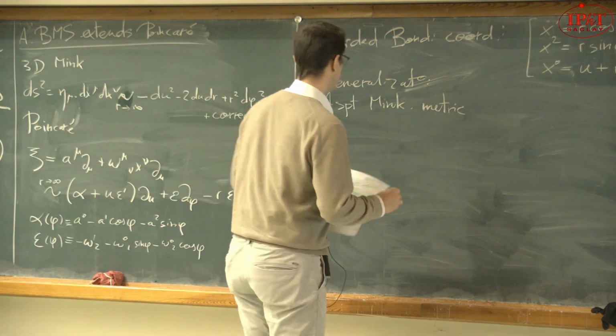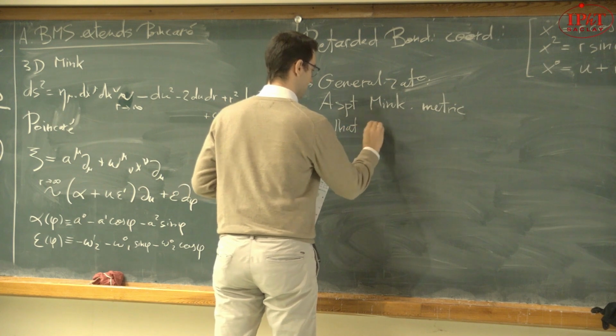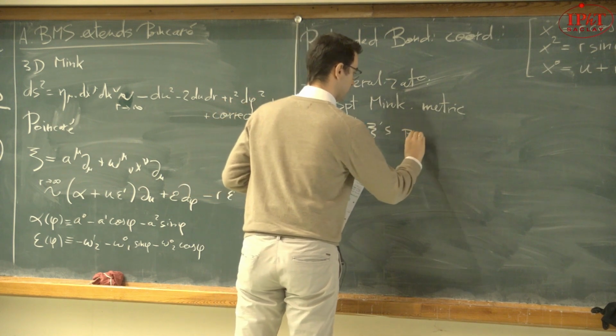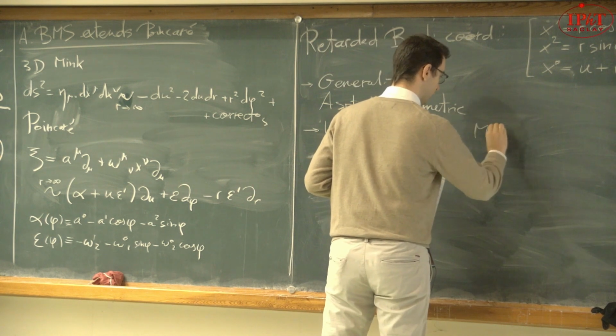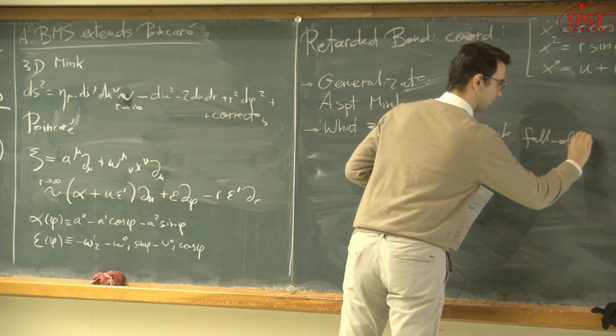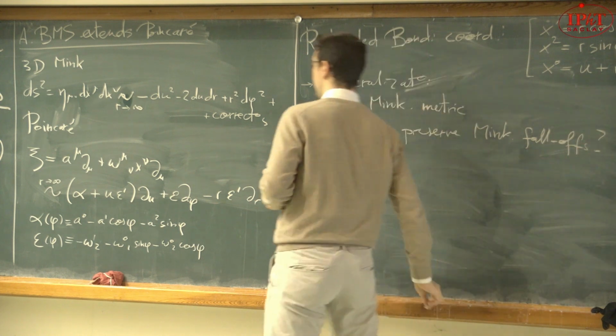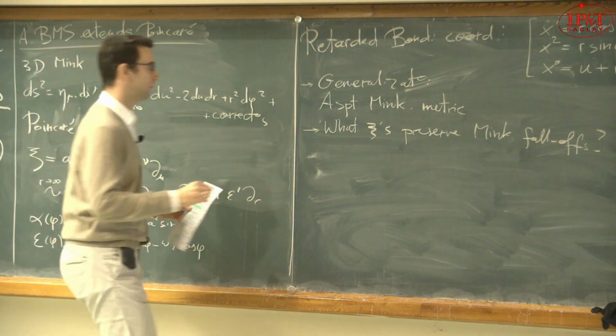And so if you do this, what you find, so what vector fields preserve Minkowskian falloffs? Well, the answer is all vector fields of this form, except that your functions alpha and epsilon now are completely arbitrary.